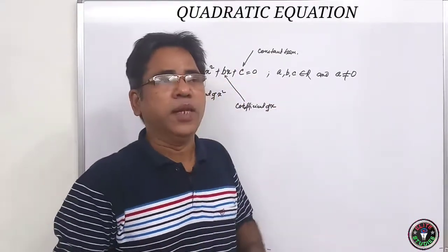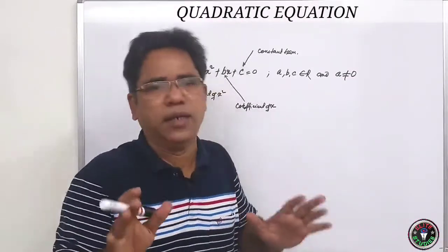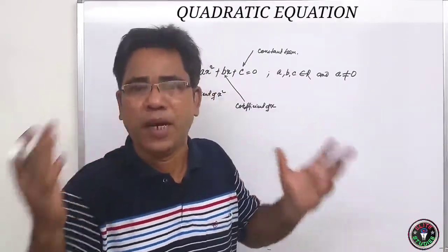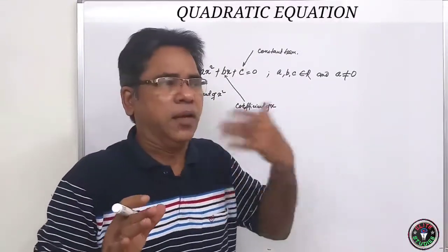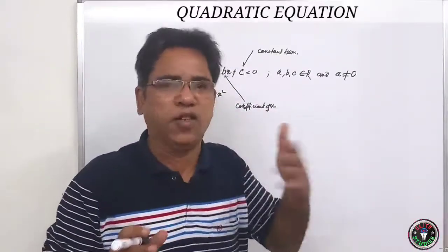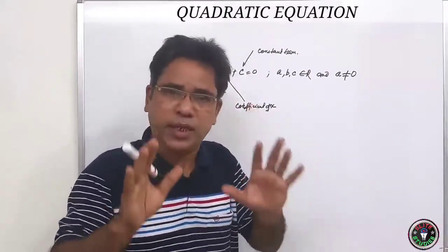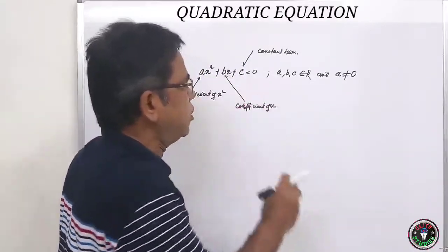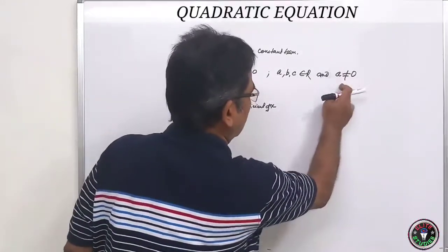Real number means what? Any number that you have studied till far are all coming under real numbers. 1, minus 1, 1.2, 2.3, root 3, root 5 plus 1, 1 by 6, 0.23. All these are real numbers. The counterpart of real numbers are called complex numbers or imaginary numbers that you are going to study in class 11. So take it for granted that whatever numbers you have studied till far, all are real numbers. So A, B, C can take any numbers that you have studied till far. The important thing is here, A is not equal to 0.